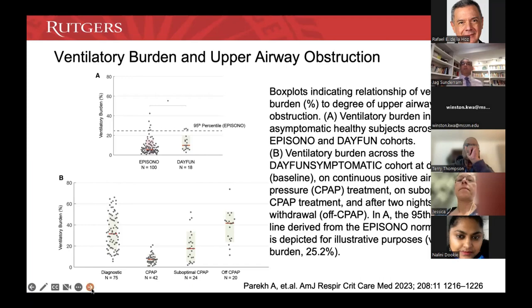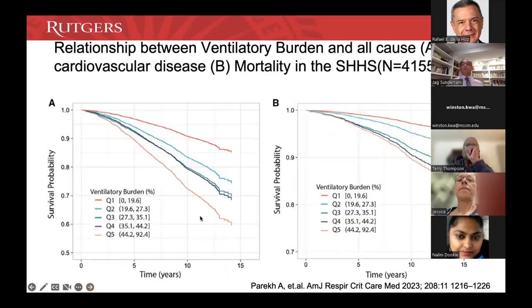He then went on to show that there was a relationship between ventilatory burden and not only all-cause, but specifically cardiovascular mortality in the Sleep Heart Health Study data of over 4,000 subjects. So here again, looking at each quartile of ventilatory burden, there's almost a linear relationship between survival probability and the ventilatory burden, looking at overall mortality and cardiovascular disease related mortality.